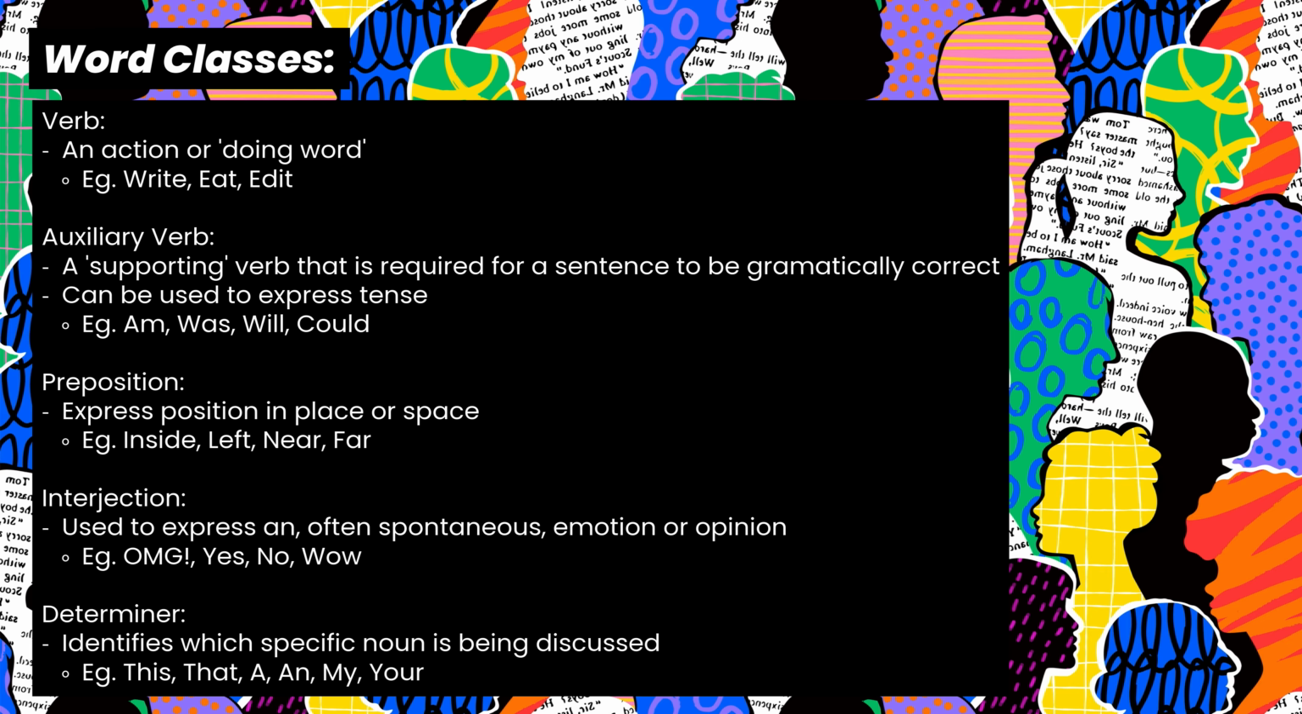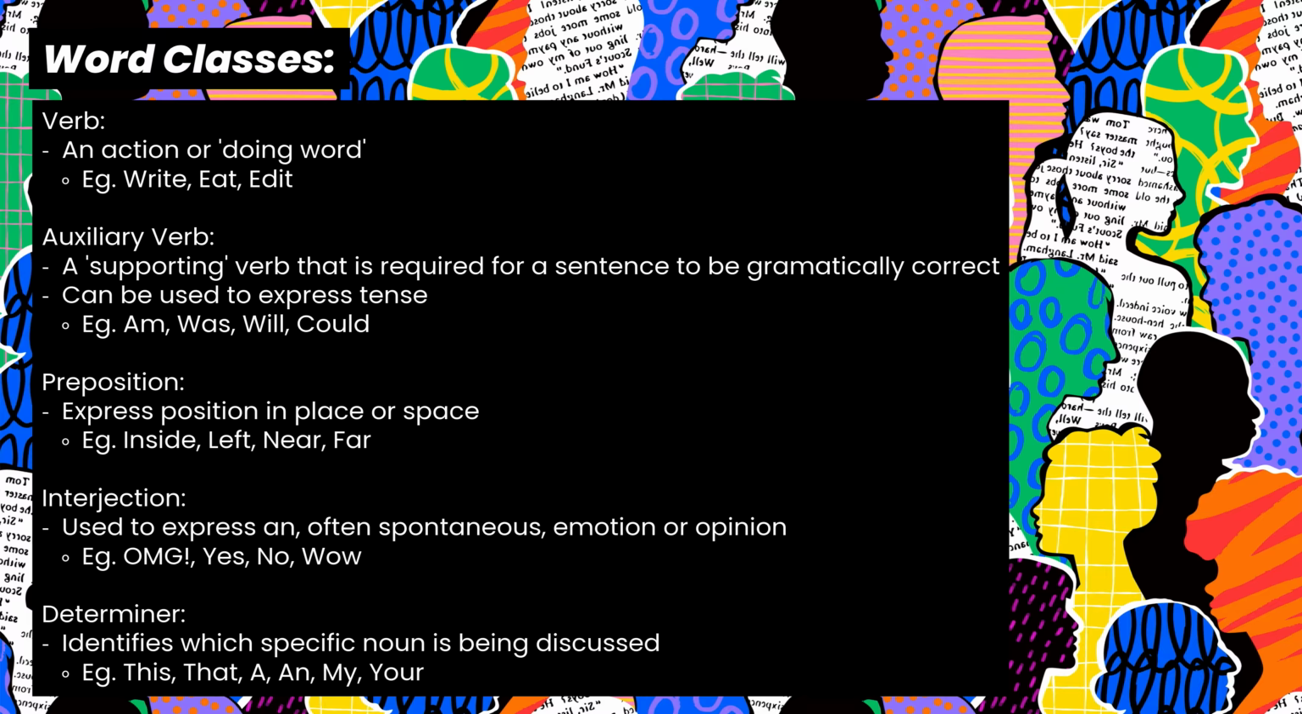So, stand over there and write. Stand over there and eat. Stand over there and edit. These are all verbs because they can all be done by a person. But stand over there and laptop, where laptop is a noun, isn't a grammatically correct sentence.